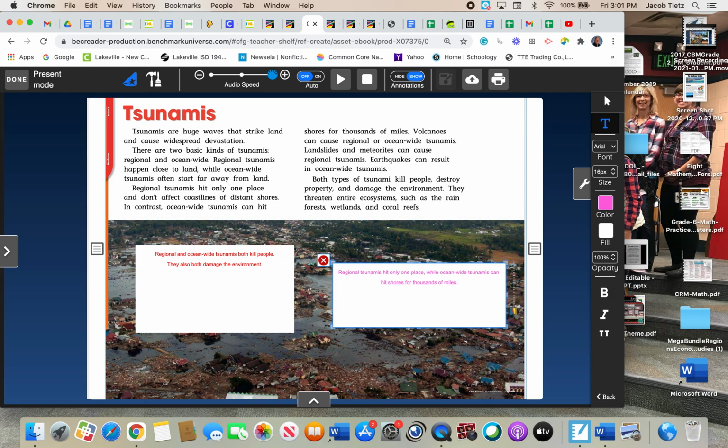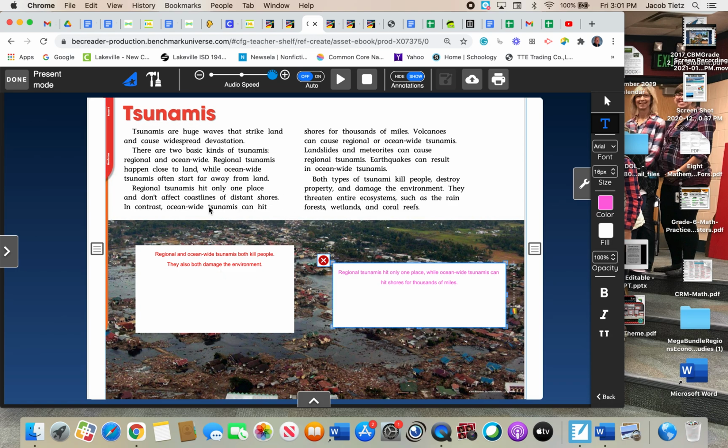All right. So remember when we do the contrasting, the most important detail I can have you remember, aside from the signal words, is to give characteristics of both of them. Where I talk about the regional and then the ocean-wide. Don't just say one has this and then leave it at that. You need to be as specific as possible so that we know how to contrast them.